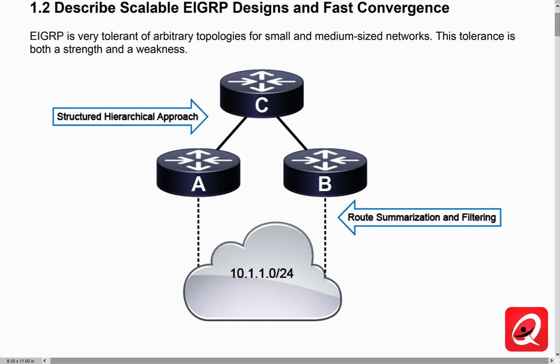And we do that by checking something called the feasibility condition. The reported distance of the backup path has to be less than the overall feasible distance of the primary path in order for us to consider that path a feasible successor.